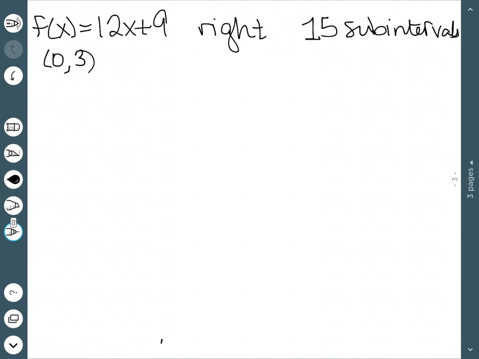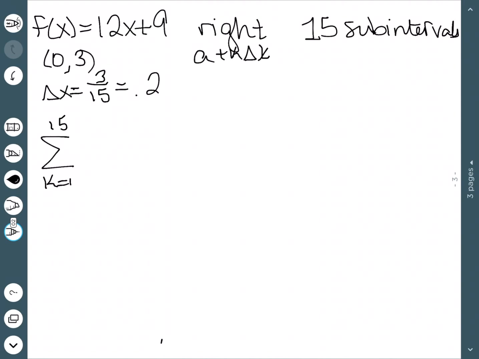This time I want to do 0 to 3. I want to do right endpoints and 15 subintervals. Right endpoints look like a plus k delta x. Delta x is always the length of the interval, which in this case is 3, divided by the number of subintervals, so in this case it's 0.2. So I'm going to sum from 1 to 15 of, in this case, a is 0, so I just have k delta x plus 9, all times delta x.